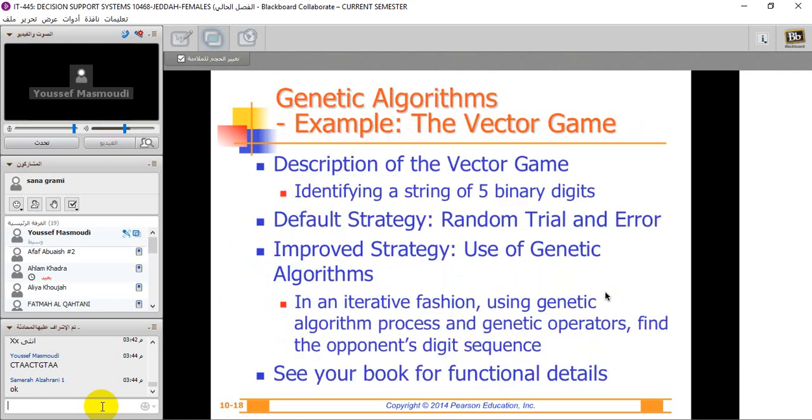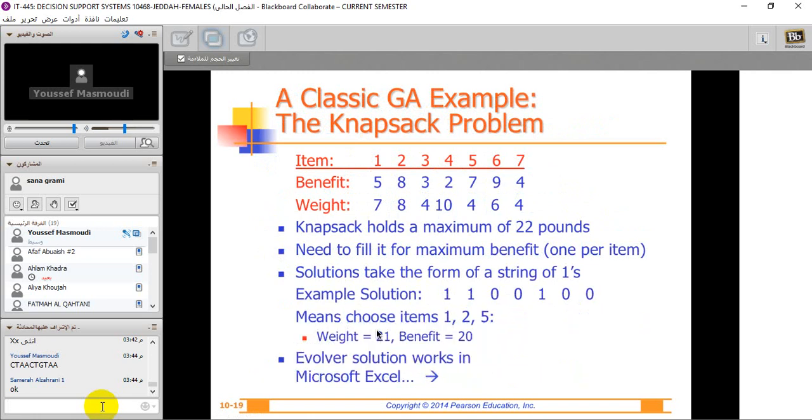Okay, genetic example, the vector game. An example for the genetic algorithm. Description of the vector: identifying a string of 5 binary digits. The default strategy is random, trial and error. The improved strategy is the use of genetic algorithms: in an iterative fashion, using the genetic algorithm process and genetic operators, find the opponent's digit sequence. We may find more details about this example in your book, but it's a very important example.